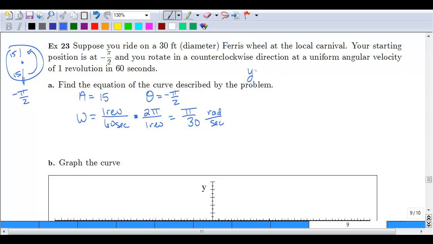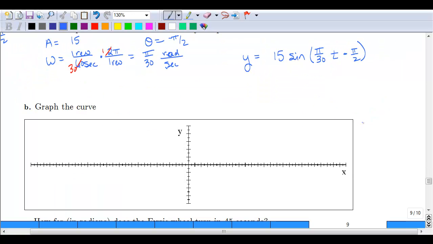So if you recall our formula, y is equal to A times the sine of omega t plus theta. We now have everything we need. So in this case, y is equal to 15 times the sine of pi/30 times t, and then our angular displacement here is -pi/2. So when we go to graph this, our amplitude is 15, our period is 60.